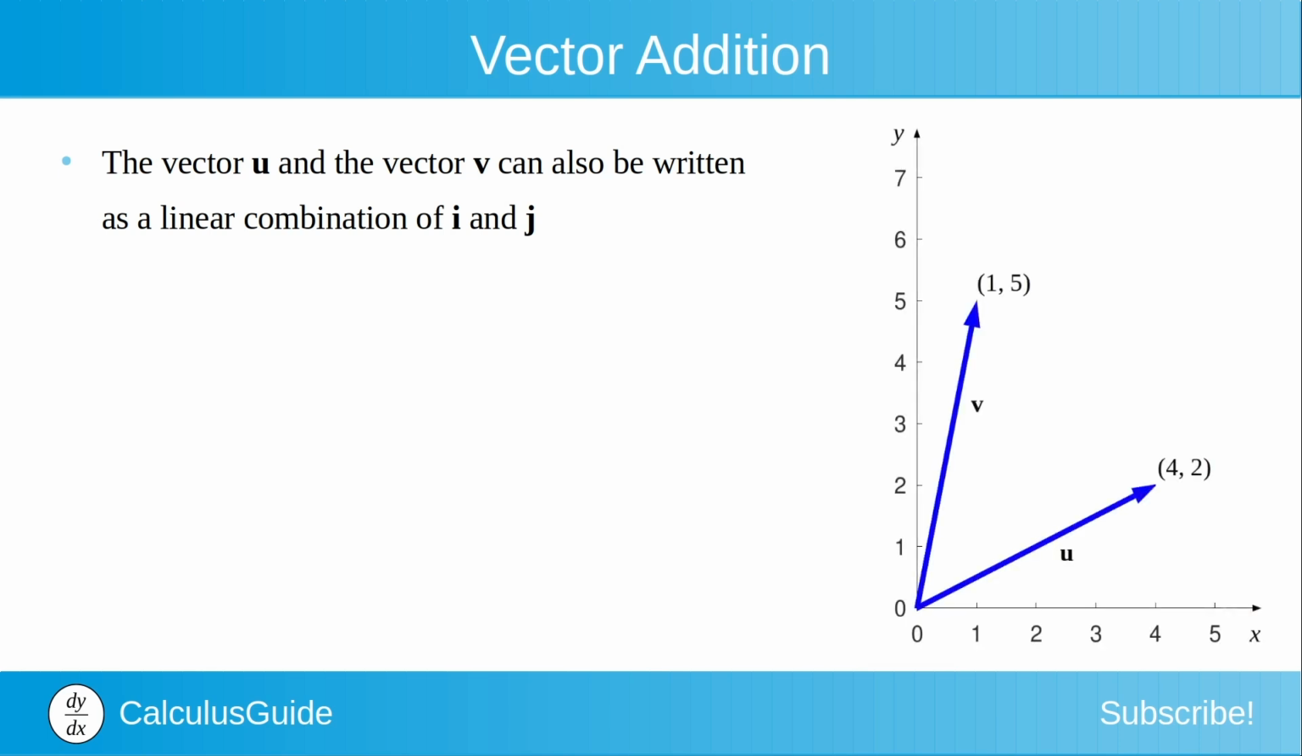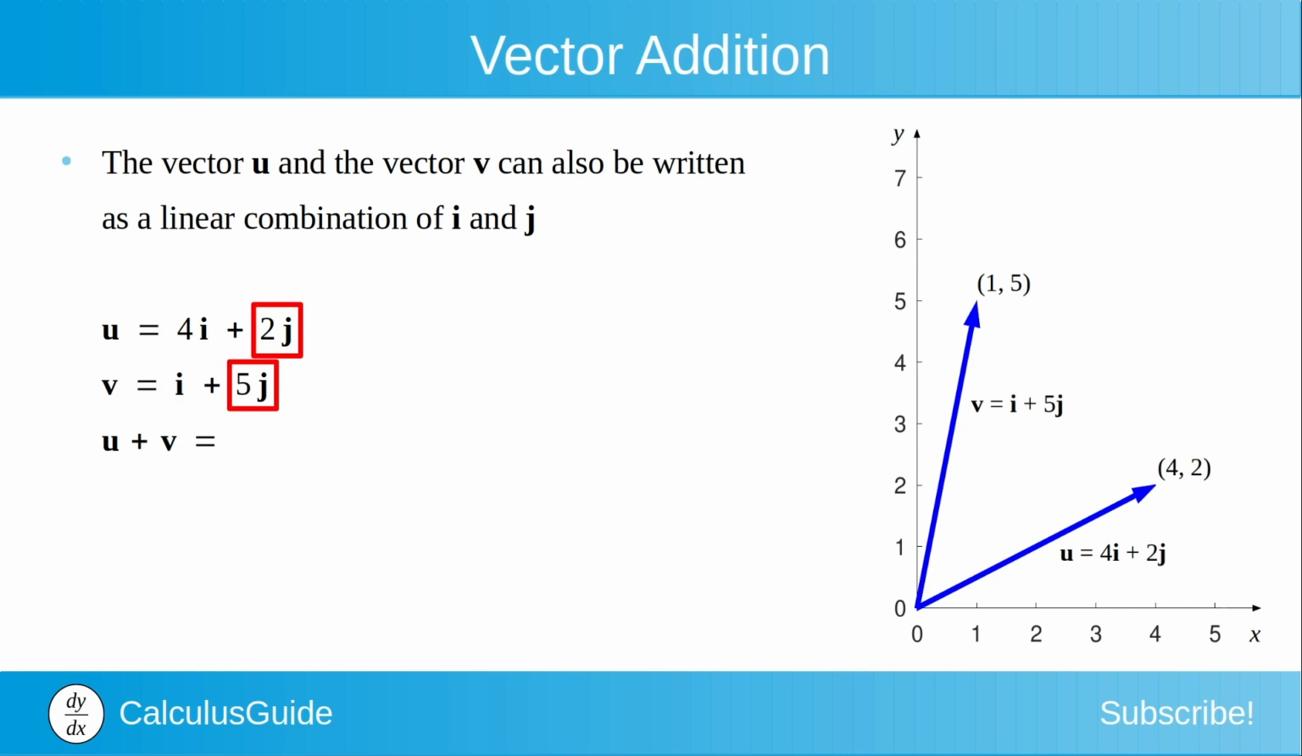We can write the vectors u and v, now shown to the right, in terms of i and j. We can write the vector u as being equal to 4i plus 2j, and we can write the vector v as being equal to i plus 5j. We can add the vectors u and v by adding the horizontal or i components of u and v, and by adding the vertical or j components of u and v.